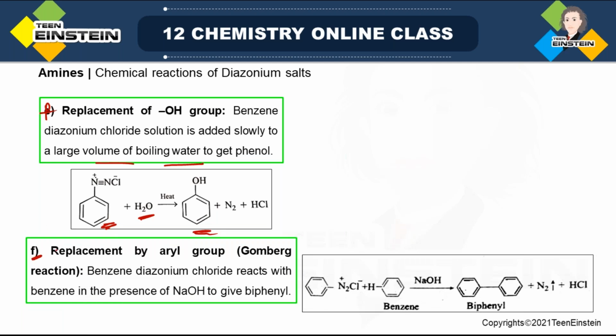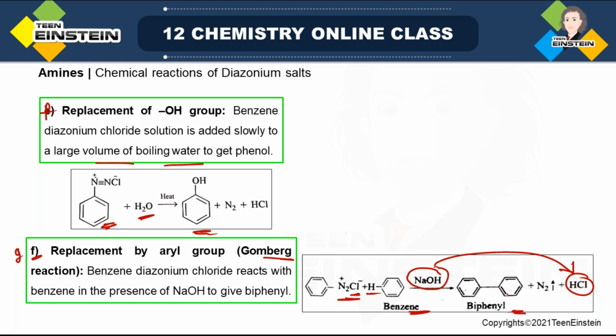So this is next, that is G, replacement by aryl group. This reaction is known as the Gomberg reaction. In this case, again we have taken this salt, we are simply heating it with benzene, and you have to do it in presence of NaOH. And why? Because here the byproduct is this Cl and H together, HCl. So this HCl must be consumed by this NaOH. So that the equilibrium is shifted from left to right, and that is why basic medium is necessary. So what are we getting?